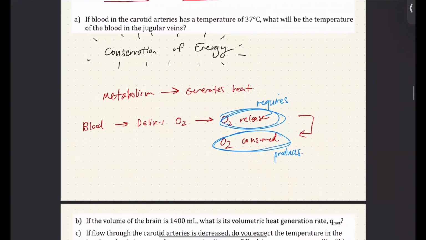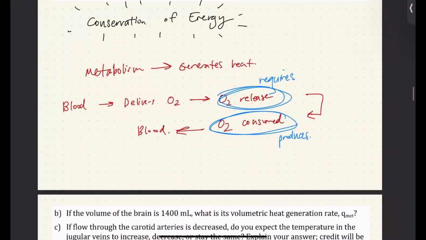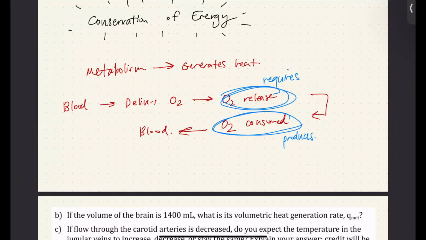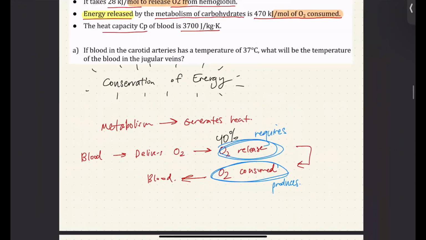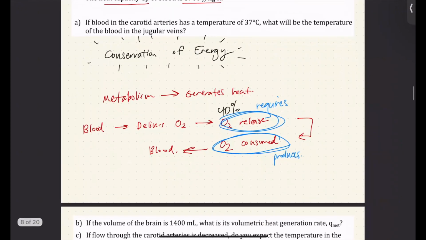Okay, and then we have the blood leaves, okay? Blood leaves. So we can see that metabolism has O2 release, so that hemoglobin, which is part of those blood cells, releases that oxygen, right? It unbinds and it requires energy to do that. How much? 40%. 40% of this O2. So 40% of the O2 that's delivered by the blood is being released, right?